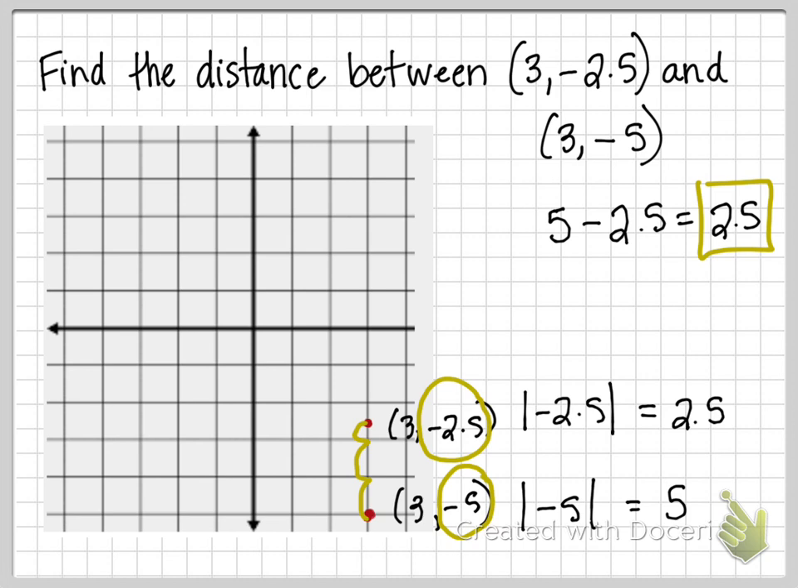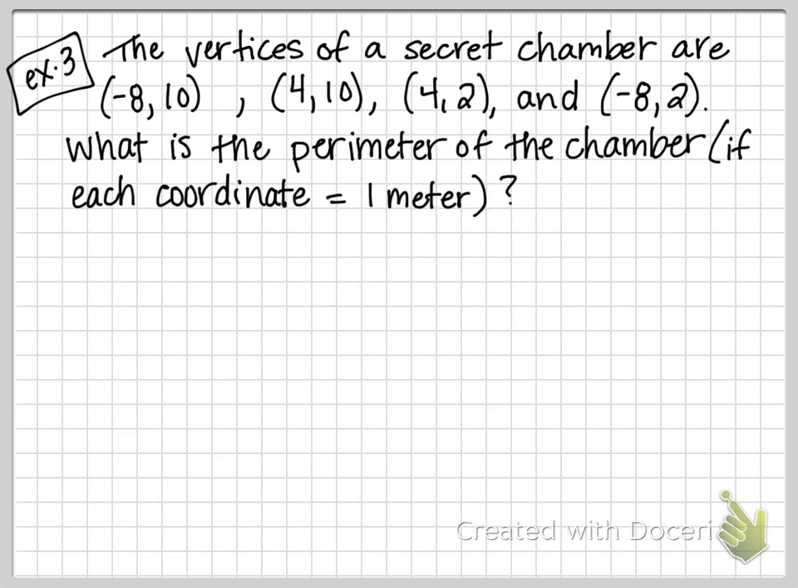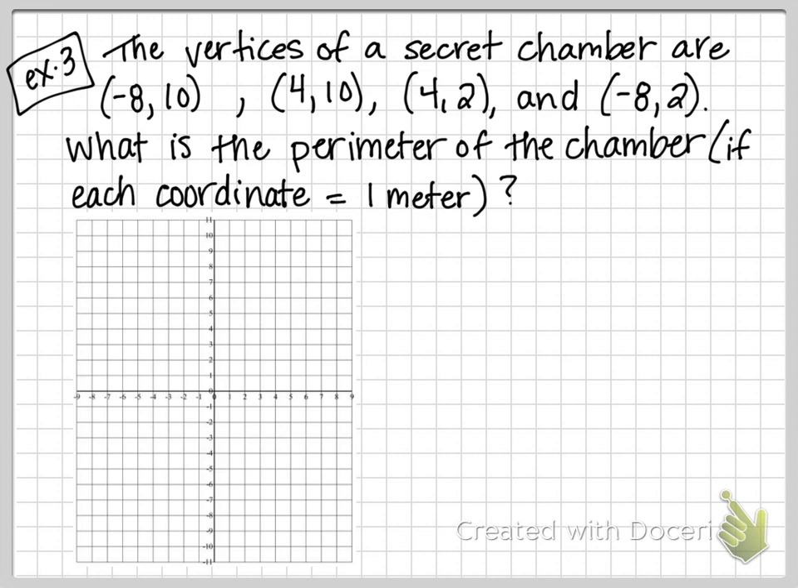It says the vertices of a secret chamber are (-8, 10), (4, 10), (4, 2), and (-8, 2). Okay, so it's got 4 sides. And it asks, what is the perimeter of the chamber? If each little square in our coordinate plane represents a meter, what is the perimeter of the chamber? Well, let's start by graphing it, because then we can figure out the length of each side and find the perimeter. And how do we find perimeter?